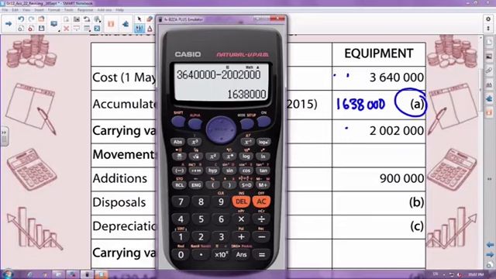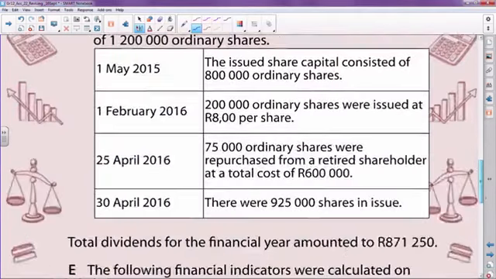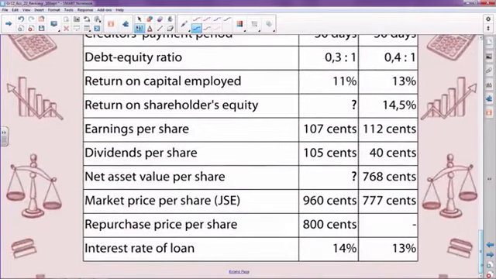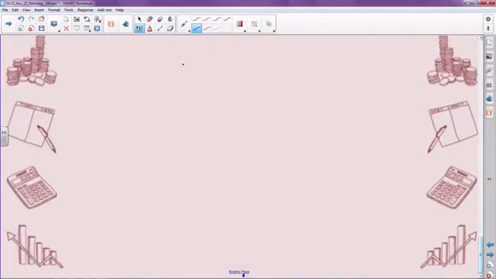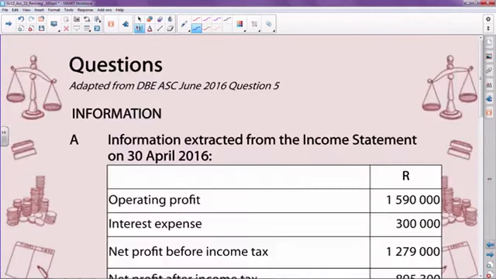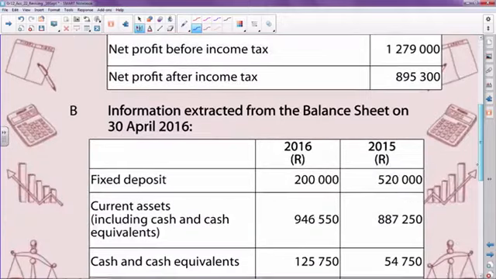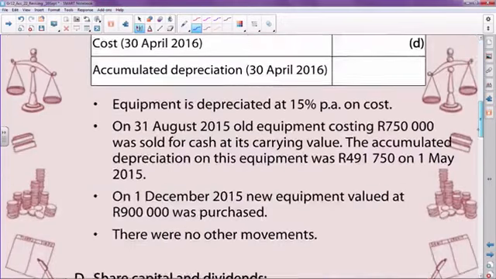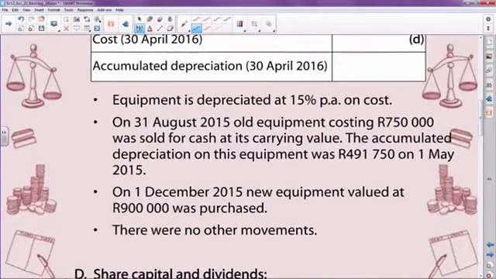The next figure that you need to calculate is your disposal. Whenever you're calculating your disposal, what's important for you to take note of is the following. Always draw the table: depreciation, cost price, accumulated depreciation, carrying value, selling price. Let's go back and see what information we have regarding the disposal. We are told that equipment is depreciated at 15% per annum on cost. On the 31st of August 2015, old equipment costing 750,000.